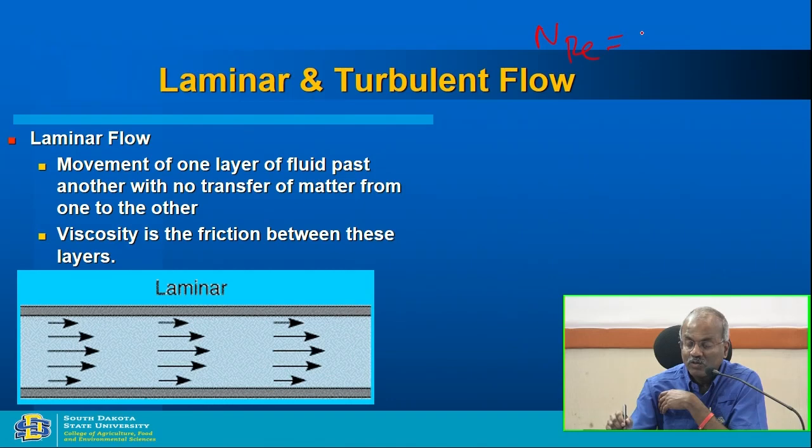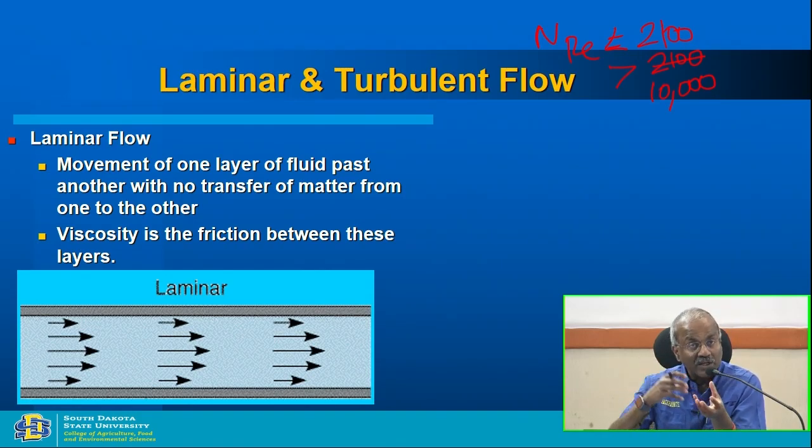Reynolds number, if it is less than 2100, it is laminar. If it is more than 2100, turbulent. Or to make it much clearer, if it is more than 10,000, definitely it's turbulent. If it is in between 2100 and 10,000, transition, meaning both turbulent and laminar flow are being experienced. This information is useful when you are designing pumps and things like that, in addition to your viscosity data.